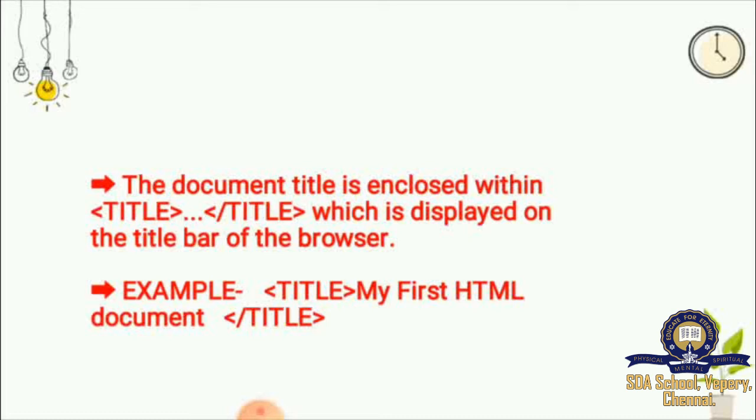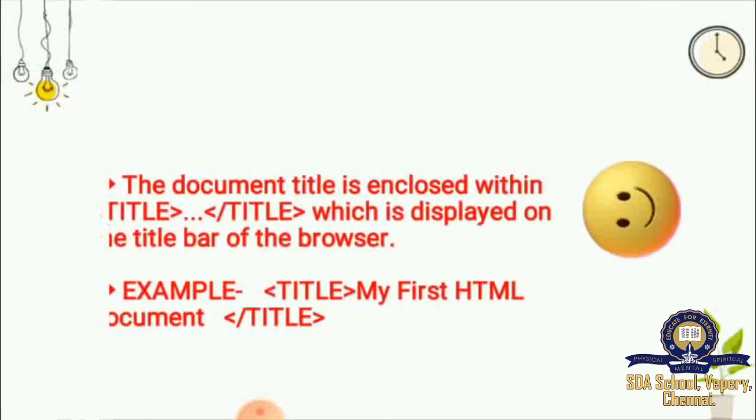You can see the example. In the above example, the title, my first HTML document, will be displayed on the browser bar of the web page. The head section is mainly used for tags that specify important information about the web page such as title, keywords and description. That is, my first HTML document is a title.